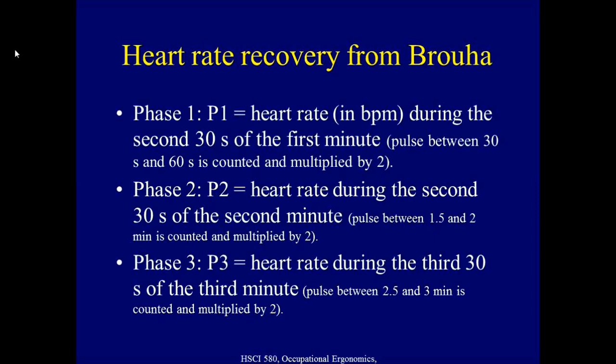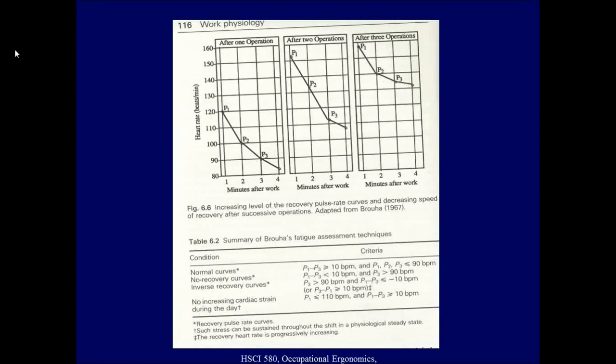Phase 2 is the heart rate during the second 30 seconds of the second minute. And then phase 3 is heart rate during the third 30 seconds of the third minute. Now remember, when we're looking at this, we are looking at recovery after the third minute that the person has stopped working in terms of the recovery process. So if you're looking at 30 seconds, then you basically take that information, multiply it by 2, and that gives you the heart rate. This graph shows you how this works in terms of fatigue beginning to set in.